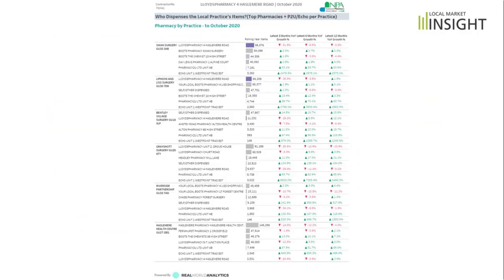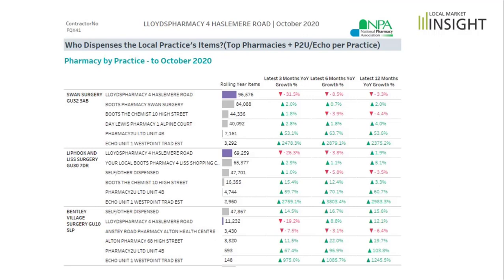Who dispenses the local GP's items? We should be asking ourselves from the previous two views, if a practice is growing and we're not growing with them, where is their item growth going to? By reviewing this view, we can see the participation of all the local pharmacies within my top 6 practices. Am I losing considerable items to my neighbour, and is there something I can do about it?